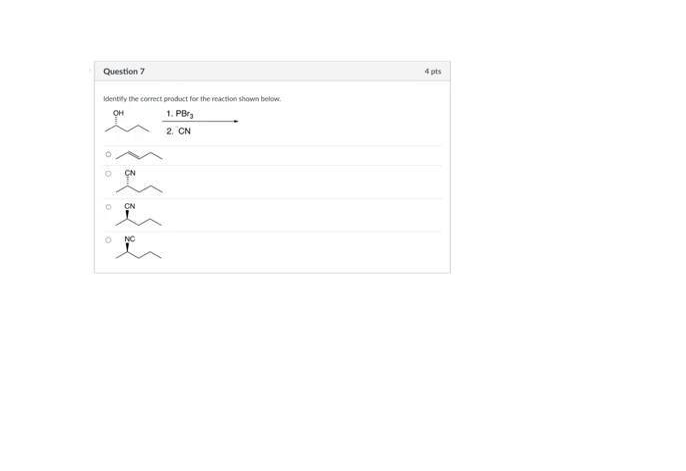So question 7 here is a 2-step synthesis. The first step includes the reaction of this secondary alcohol with phosphorus tribromide. The second step then is a reaction with cyanide. The first step involves the conversion of the alcohol into the alkyl bromide. So bromide is going to substitute for the alcohol.